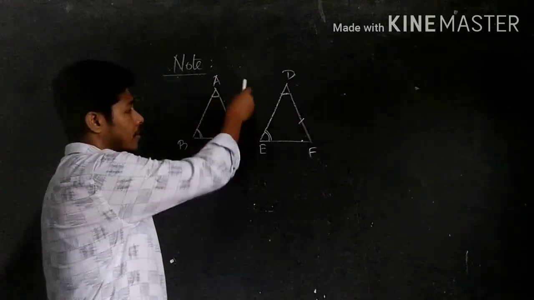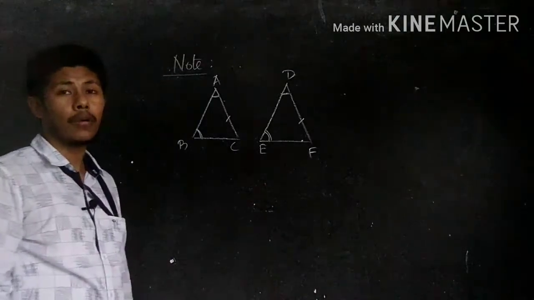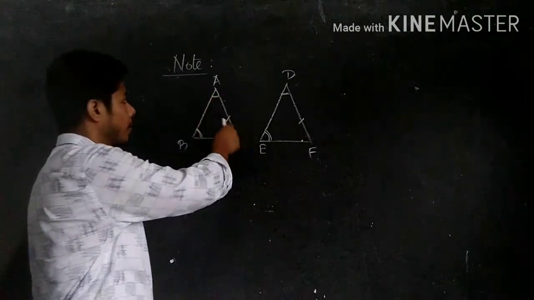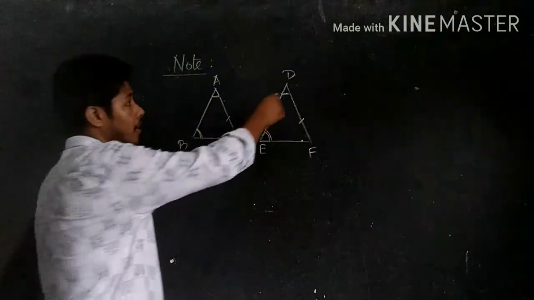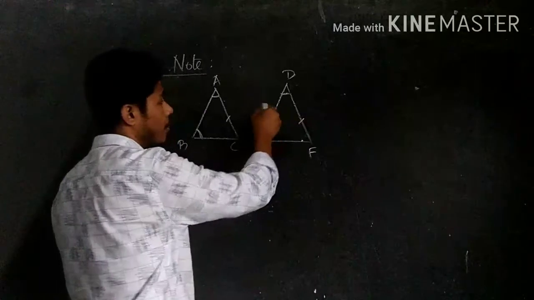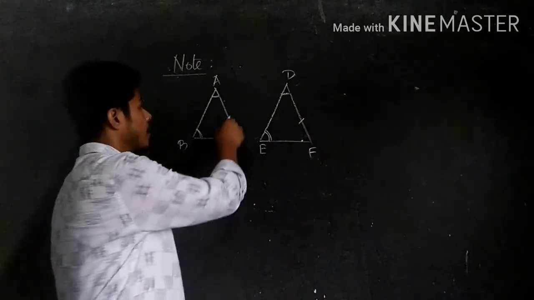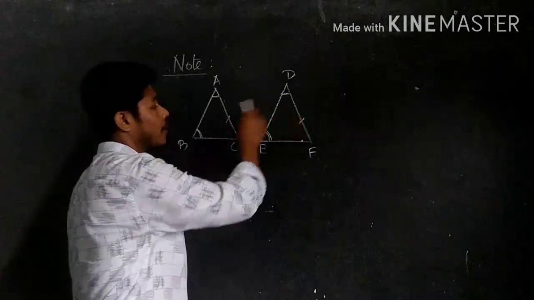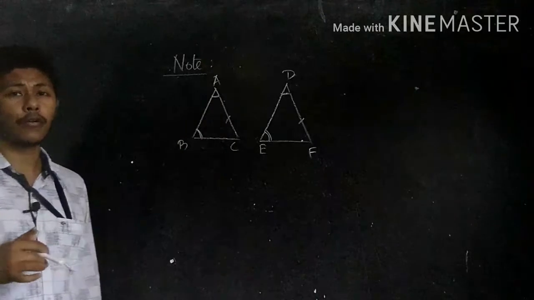Can we say this AC and DF are the included side? No. We can't say this one is included side, because here if two angles are given, the included side is AB. In this case the two angles are given, the included side is DE. Is it not? So these two sides are not included. So in this case, can we say these two triangles are congruent?